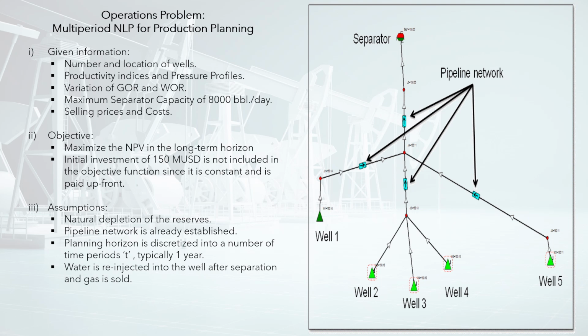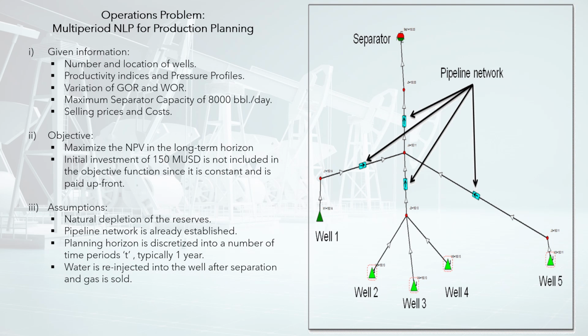Given information: number and location of wells, productivity indices and pressure profiles, variation of GOR and WAR, maximum separator capacity of 8,000 barrels/day, selling prices and costs. Objective: maximize the NPV in the long-term horizon.